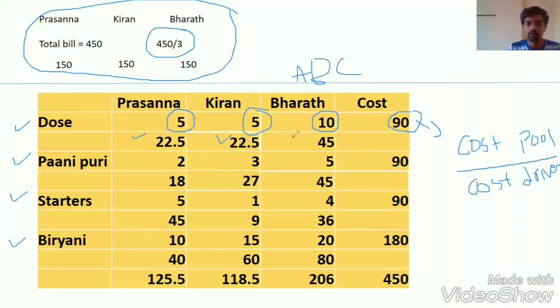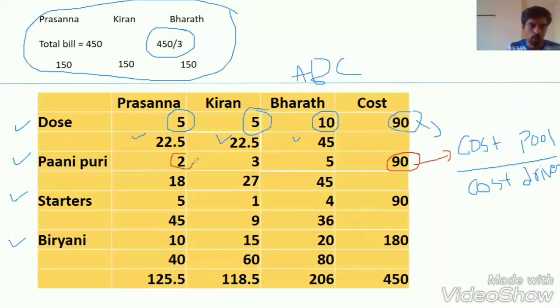Then 10 activities into cost rate, you will get 45 rupees. Like that, the second activity is Pani Puri. And again, the cost for Pani Puri is 90 rupees. This 90 is called as cost pool. So 90 divided by cost drivers. So here cost driver is number of puris.